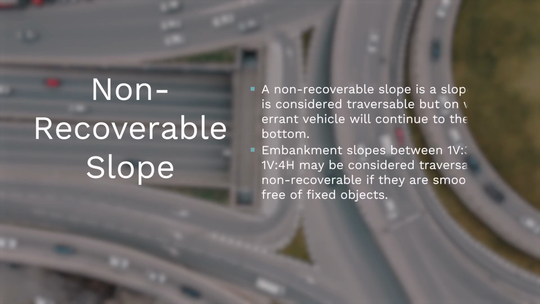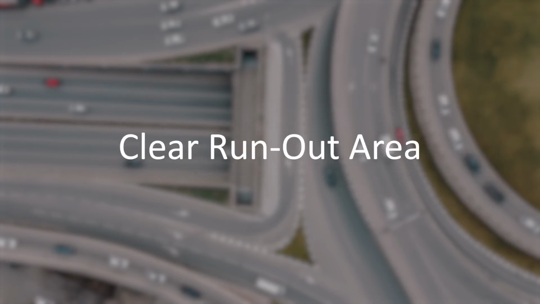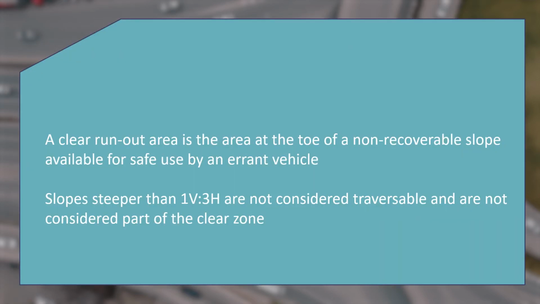A non-recoverable slope is a slope that is considered traversable, but on which an errant vehicle will continue to the bottom. Embankment slopes between 1 vertical to 3 horizontal and 1 vertical to 4 horizontal may be considered traversable but non-recoverable, but only if they are smooth and free of fixed objects. A clear runout area is the area at the toe of a non-recoverable slope that is available for safe use by an errant vehicle. Slopes that are steeper than 1 vertical to 3 horizontal are not considered traversable and are not considered part of the clear zone.